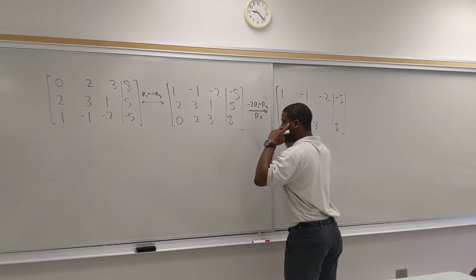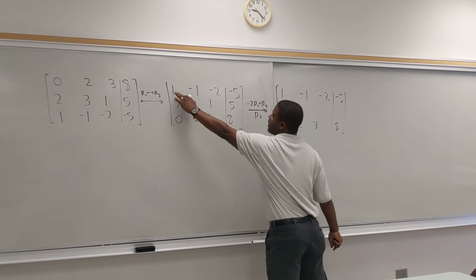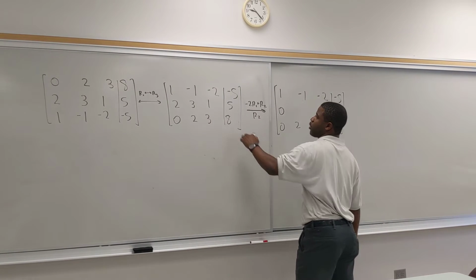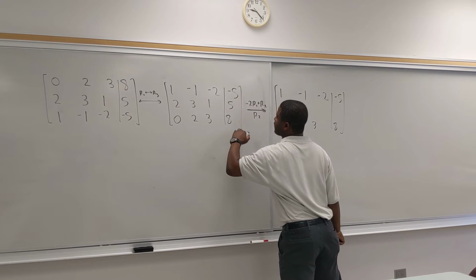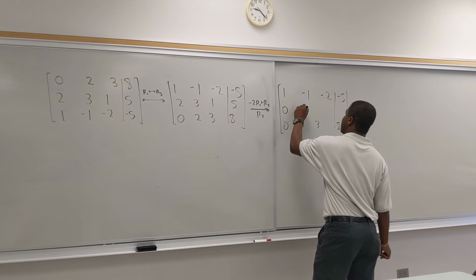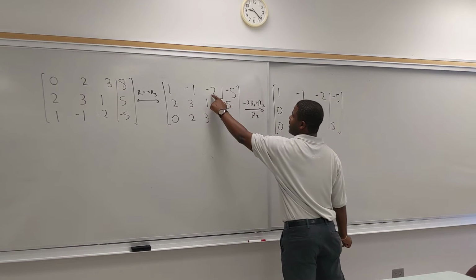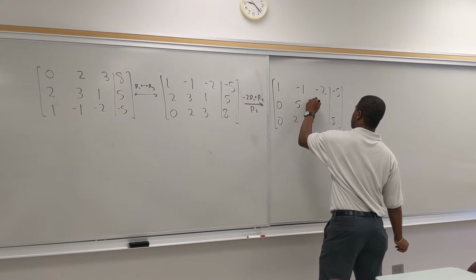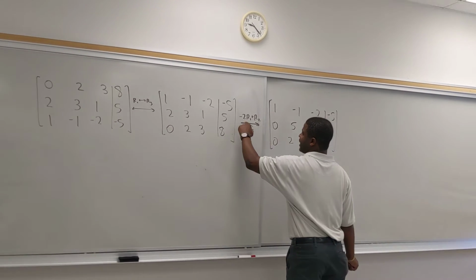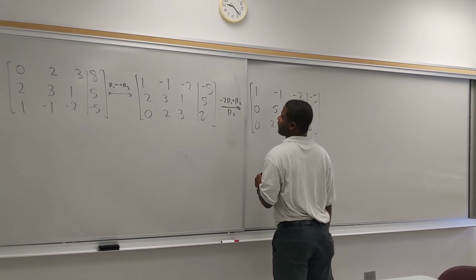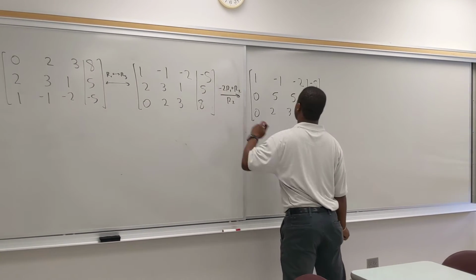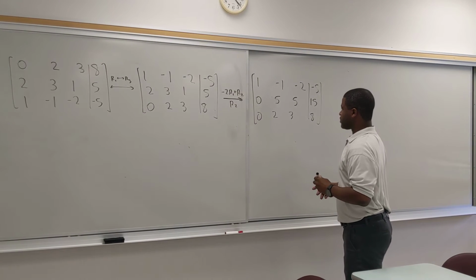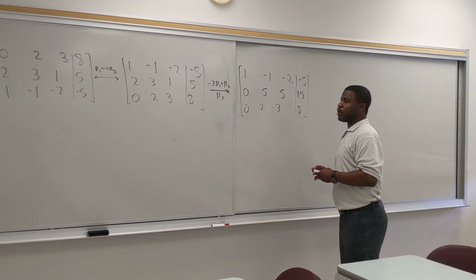So now, we have to have a lot of mental math here. 1 times -2 is -2 plus 2 is 0. -1 times -2 is 2 plus 3 is 5. -2 times -2 is 4 plus 1, which is 5. And -2 times -5 is 10 plus 5, which is 15. All right, we're one step closer.